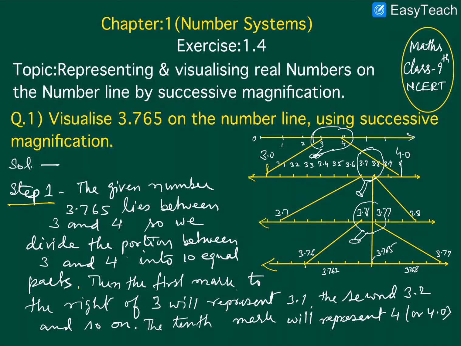Through this video, we shall learn how to represent and visualize real numbers of the type 3.765 and 4.2626 on the number line by successive magnification.